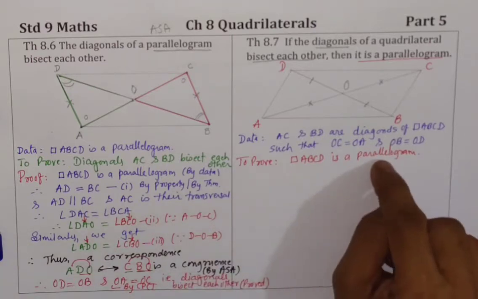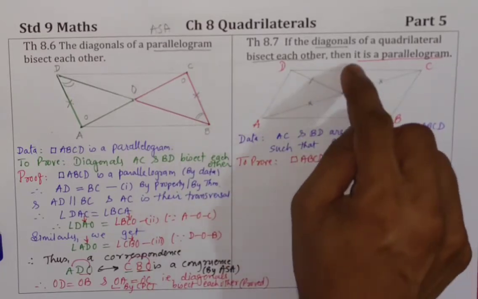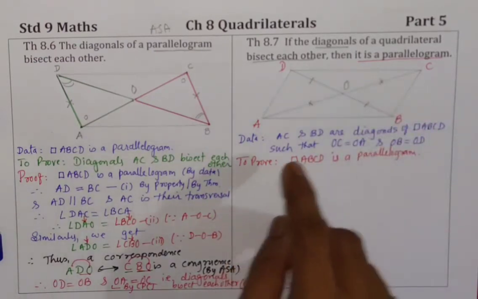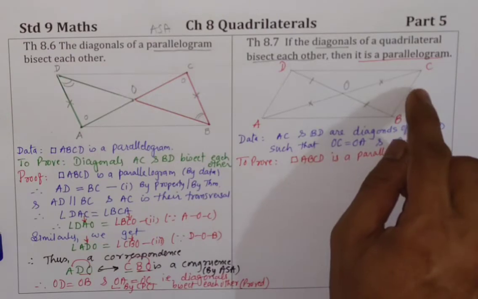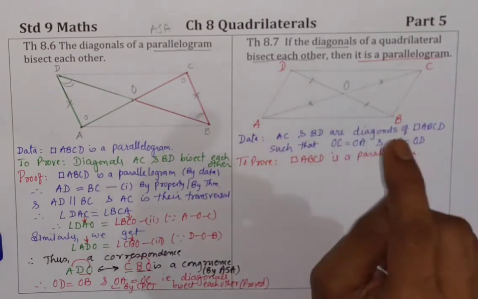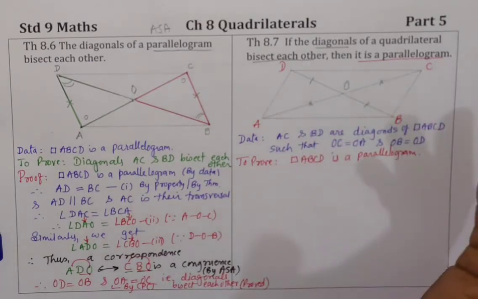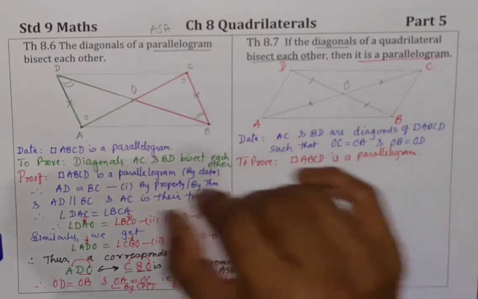By definition, if you want to prove it, you will have to show BC is parallel to AD and AB is parallel to CD. Correct? And if you want to use the theorem where AD is equal to BC and AB is equal to CD, if both the opposite pairs of sides are equal, then it is a parallelogram. We'll try that.